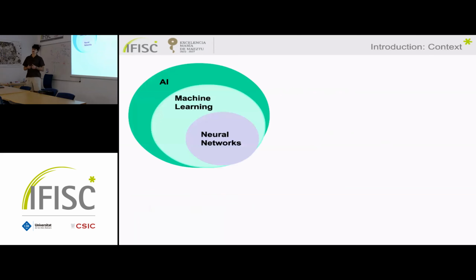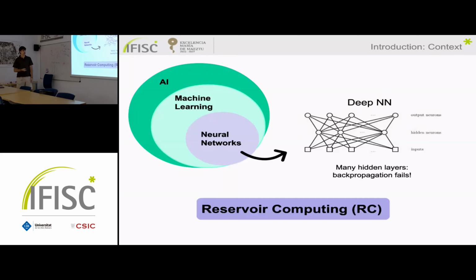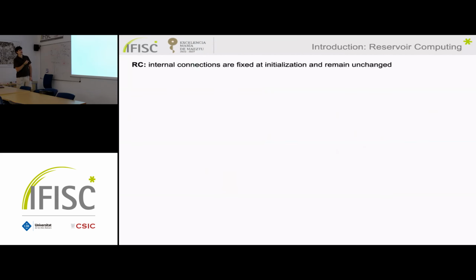So, as we know, artificial intelligence has acquired a relevant importance in recent days, and it's a broad field. Within it, we have machine learning that allows computers to learn from data. A subset of machine learning is neural networks, where deep architectures with many hidden layers can struggle in training due to the backpropagation algorithm that can fail. So a lightweight solution to this problem is provided by reservoir computing. In reservoir computing, internal connections are fixed at initialization and remain unchanged. This was first proposed with the Echo State Network and the Liquid State Machine.